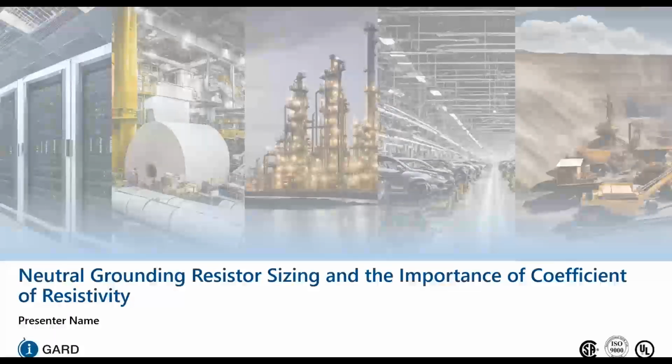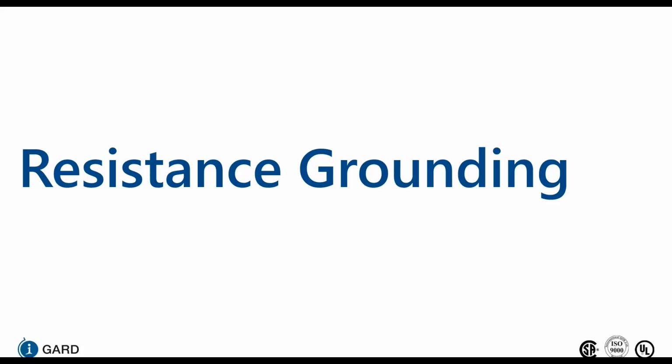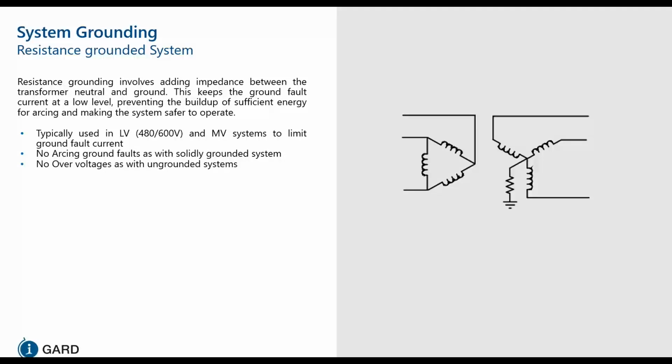All right, so we're going to discuss resistance grounding and the importance of the coefficient of resistivity in resistance grounded systems. A resistance grounded system is a grounding system. Instead of a solidly grounded system, where you take the neutral point of a transformer and ground it solidly, we place a resistor in that path from the neutral to ground.